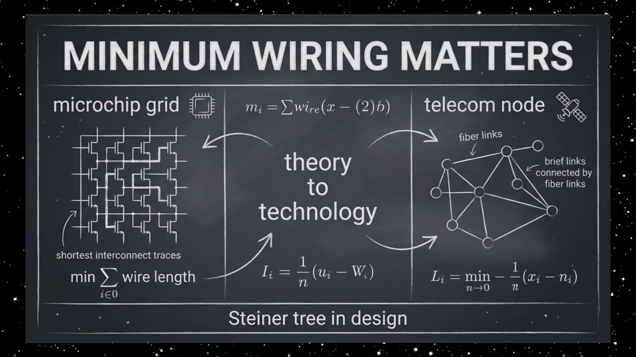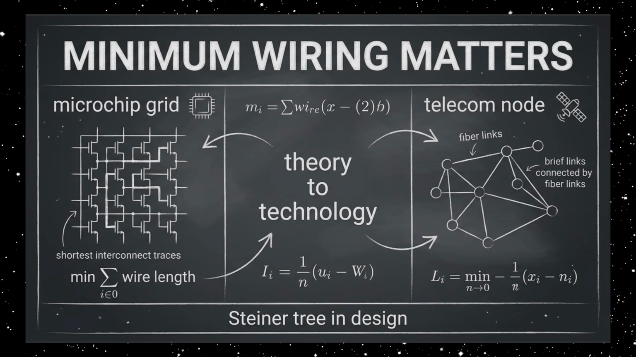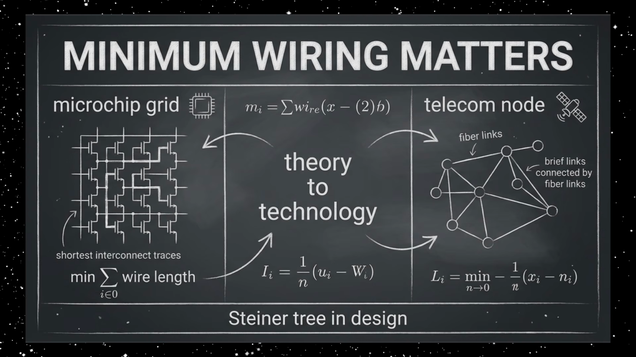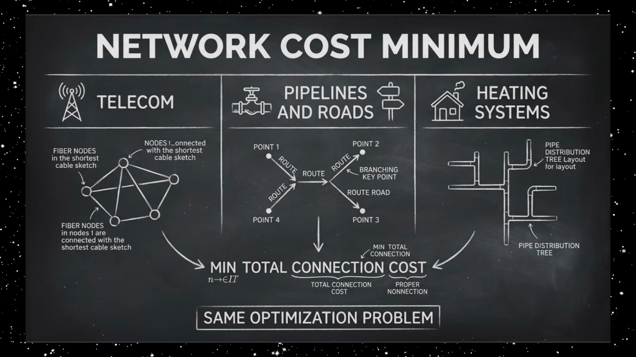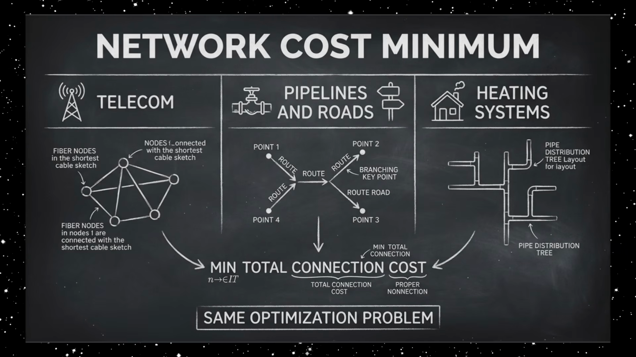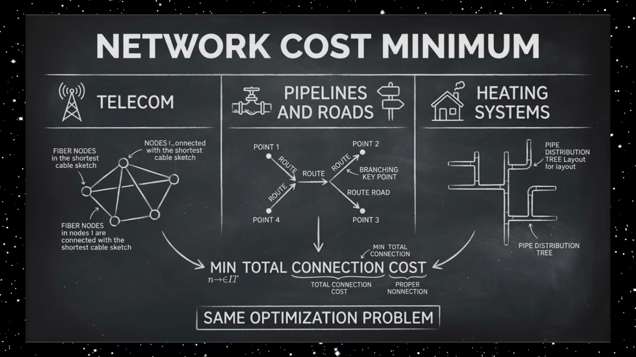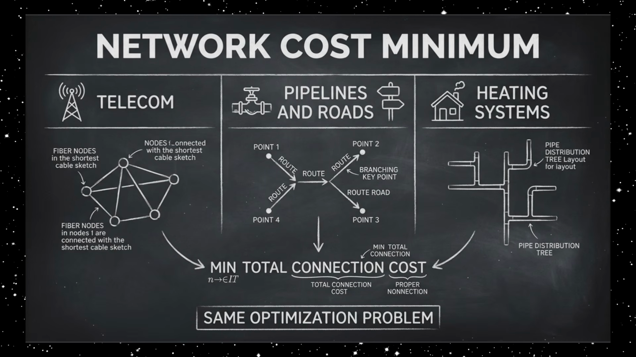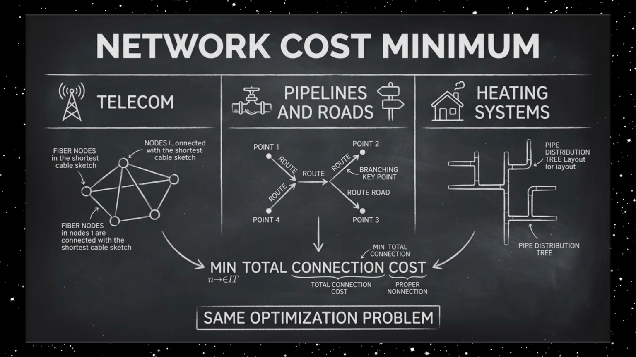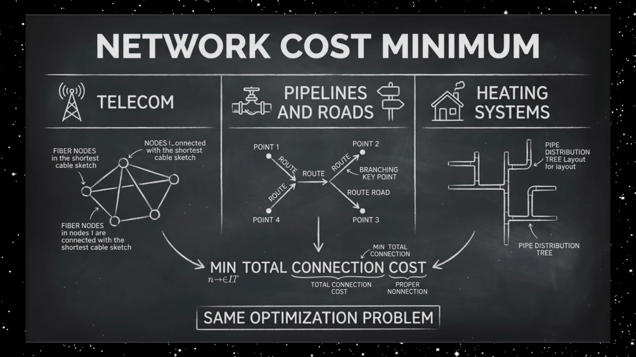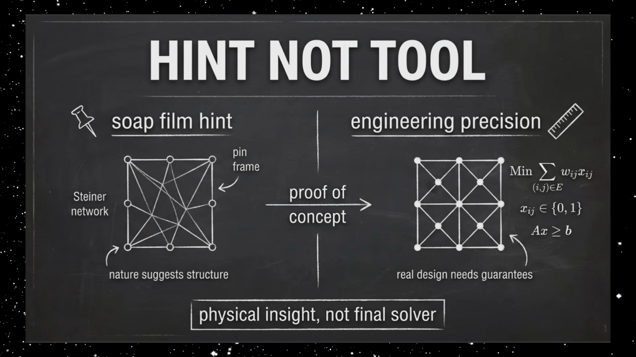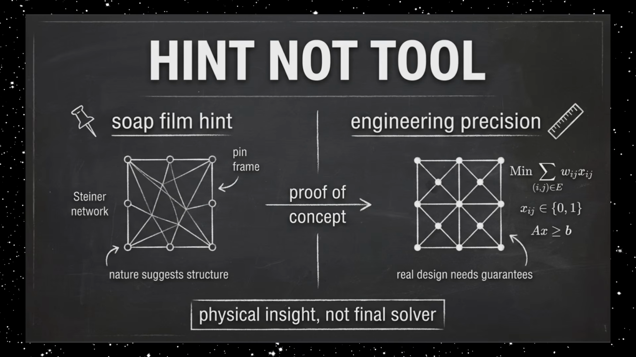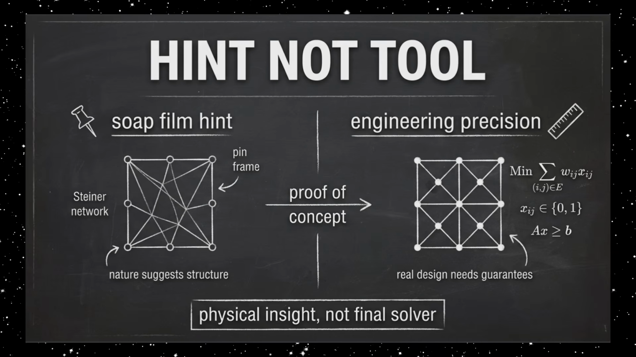Today, the Steiner tree problem shows up everywhere. In the design of integrated circuits, where you need to connect transistors on a microchip with the minimum total wiring. In telecommunications, where you want to minimize the fiber optic cable connecting network nodes. In pipeline routing, in road planning, in the design of heating systems. Anywhere you need to connect a set of points with the minimum total cost of connection, you're facing a version of the Steiner tree.